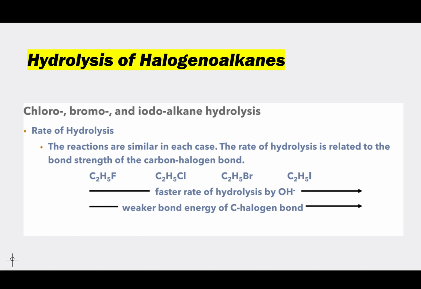So the hydrolysis of halogenoalkanes: chloro, bromo, and iodoalkane hydrolysis. The rate of hydrolysis. The reactions are similar in each case. The rate of hydrolysis is related to the bond strength of carbon-halogen bonds. So notice as we go down the group, there's a faster rate of hydrolysis by hydroxide ions, and there's a weaker bond energy between the carbon and halogen bond, and that makes sense.